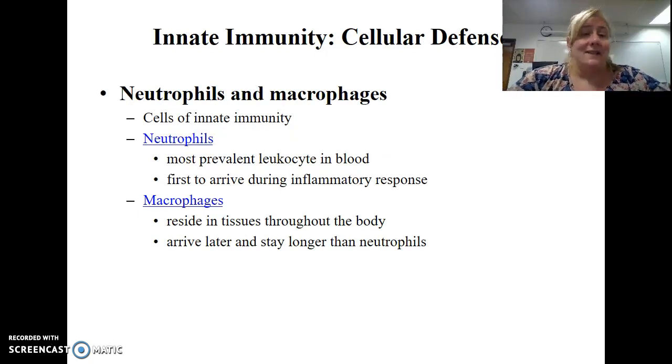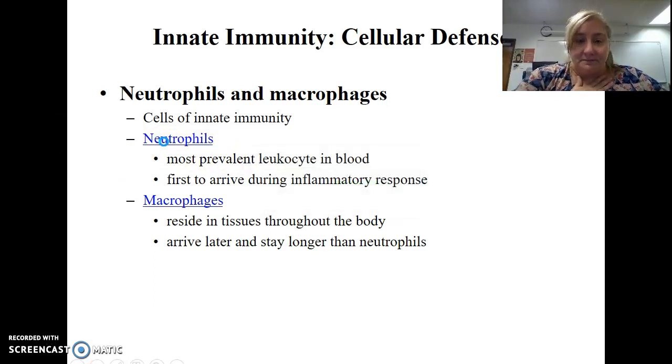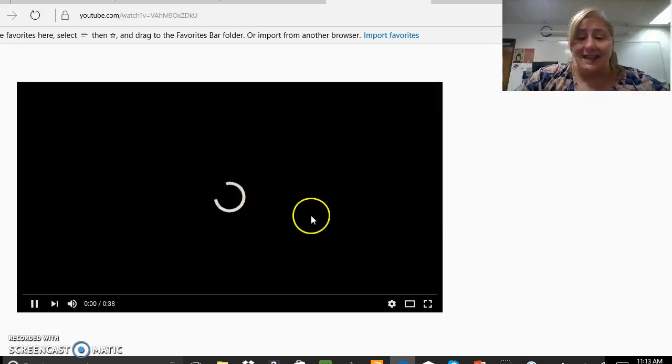So innate defense mechanisms, we have neutrophils and macrophages. I'm going to show you how neutrophils work. These are your first responders, and they arrive to the site typically very rapidly. And they are phagocytic cells, so they're going to go along and they're going to attack the pathogen.